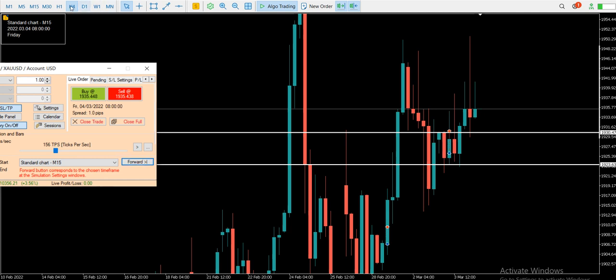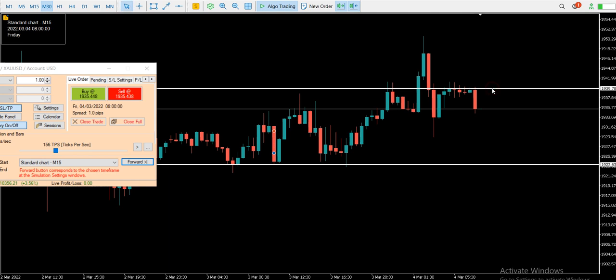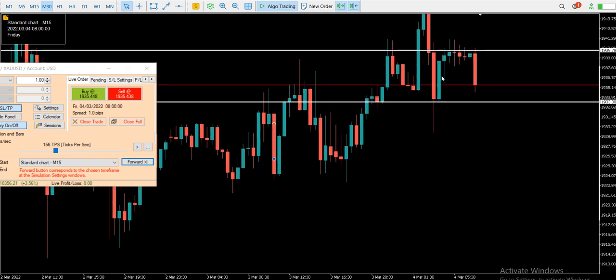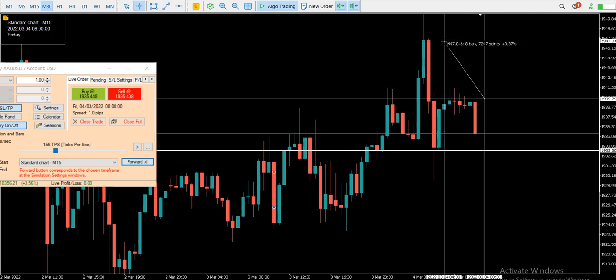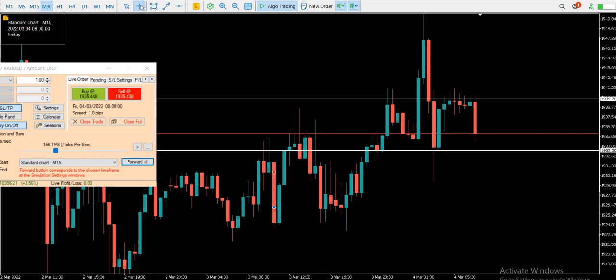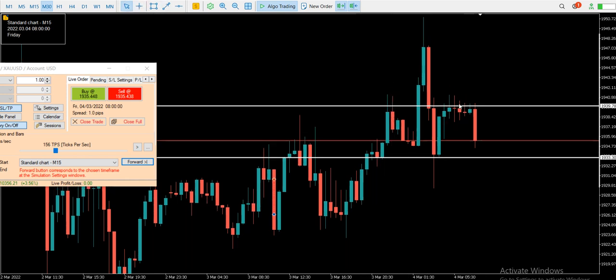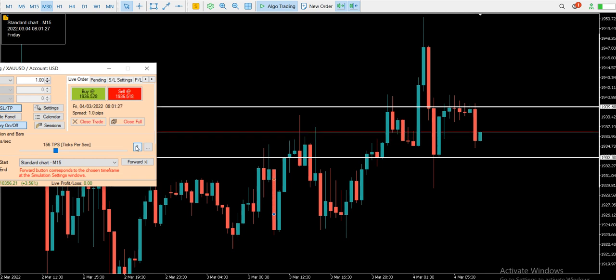So go to the 30-minute, mark your resistance, mark your support. Maybe this will be the support, because after this resistance we have a clean range of 72 pips, and below this support we have a 52 pip clean range. Same thing: we need a candle to close above or below, nothing else, nothing fancy, just simple price action.